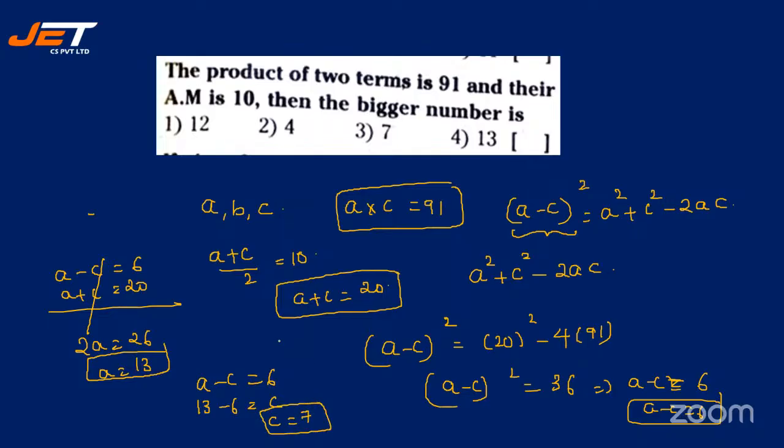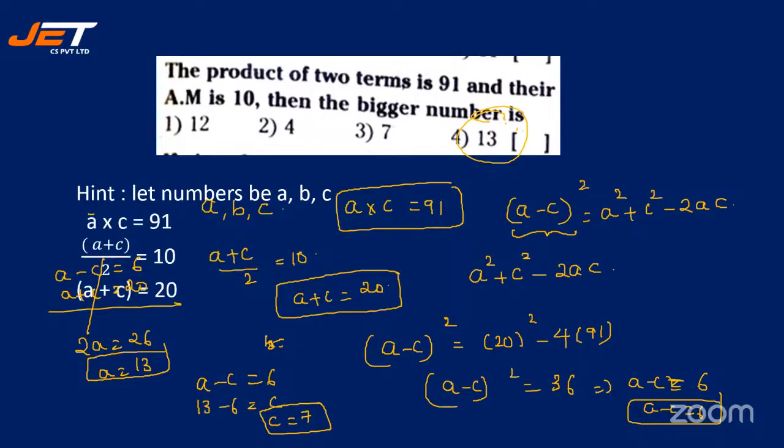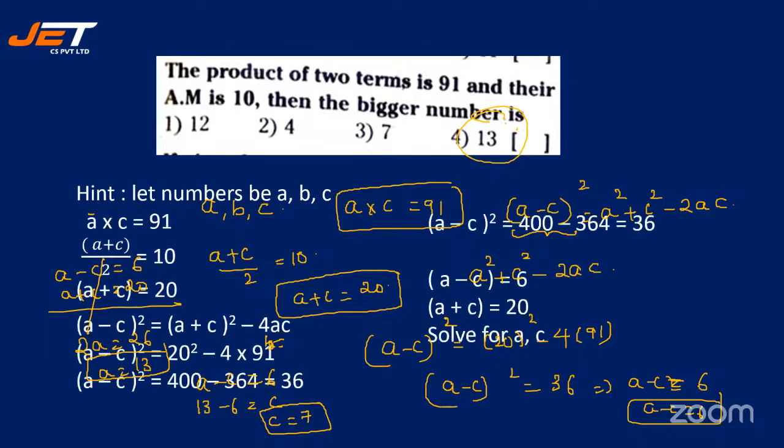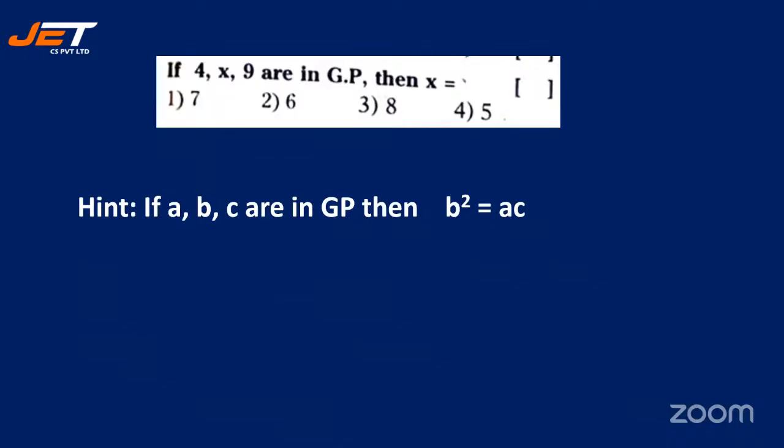And using this formula, we can also find out the value of B. But let us take just A and C now. So which is the bigger number? 13. So your answer must be 4. All right? If you have opted for option 4, then your answer is right. Let's see the answer. Yes, it is 4. Let's move on to the next sum.